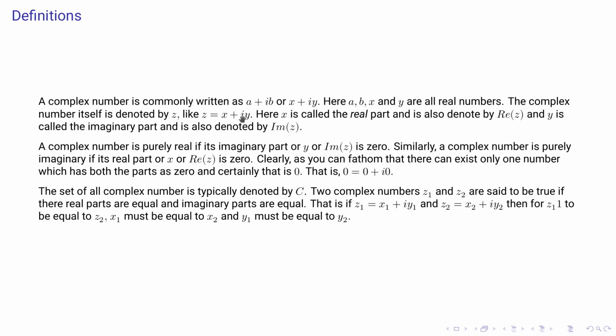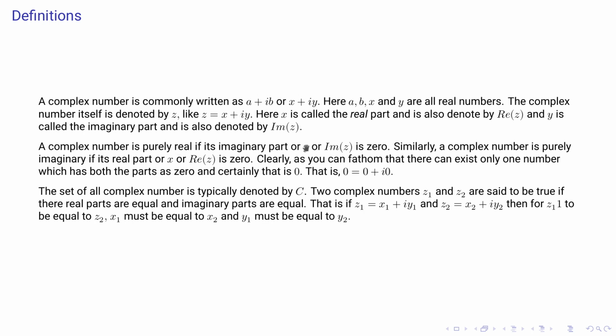A complex number we typically write as a plus ib or x plus iy, where a, b and x, y are all real numbers. And the number itself we typically denote by z. Here x or a will be called real part, and b or y will be called imaginary part. So real part is also written like Re z, and y is also written like Im z, Re for real and Im for imaginary.